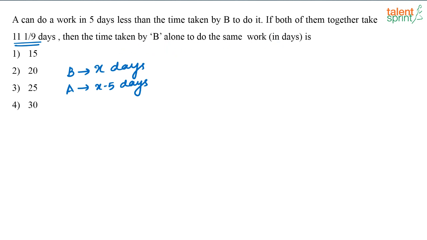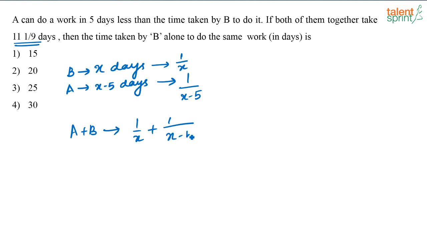So if A can do a work in X minus 5 days, in 1 day, how much work will A do? A will do 1 by X minus 5 of the work. Similarly, in 1 day, B will do 1 by X of the work. So, put together A and B, in 1 day, how much work will they do? 1 by X plus 1 by X minus 5.